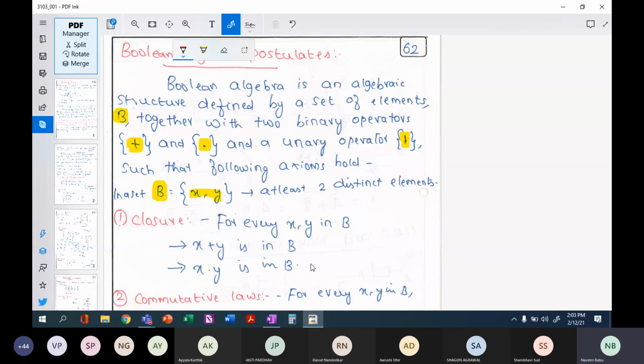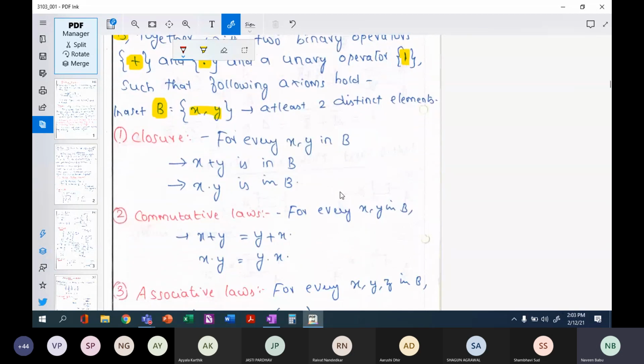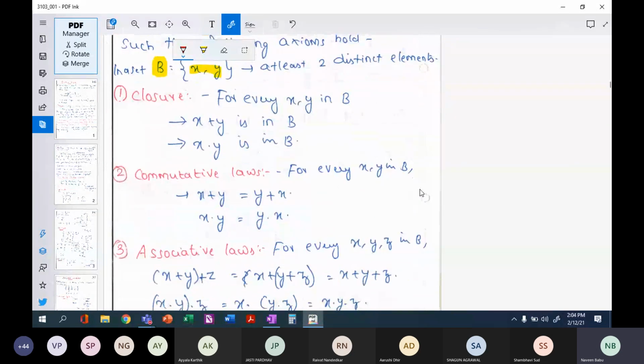Now, commutative law. What is commutative law? For every x and y in a binary set B, x plus y will always be equal to y plus x. Quickly, let us verify this. If I have a set x and y, what is x plus y and y plus x? They will be the same, right?